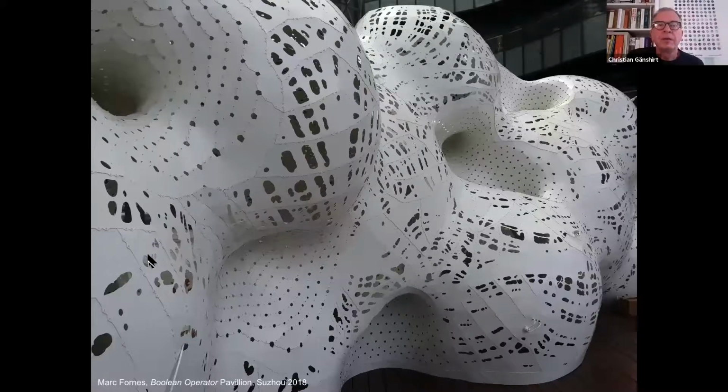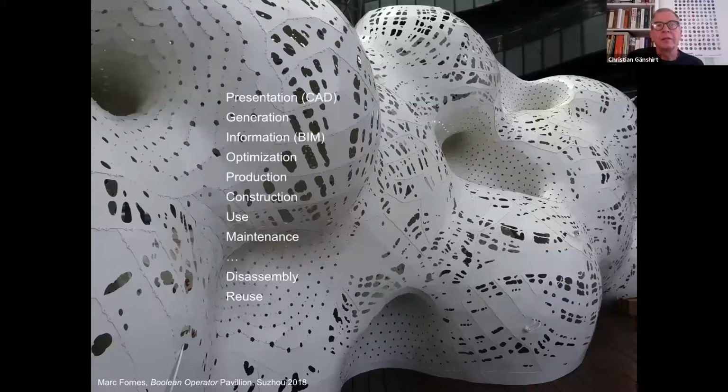But very often the understanding of digital design is quite limited. Many of us only think if we do CAD, if we do architectural drawings, or if we do a 3D model in the computer, we do digital design. Actually, it's only the beginning. So we can present our project digitally, but also we can generate our forms digitally. We can inform our forms by doing building information modeling. We can optimize them. We can produce them in a digital way. We can use even digital construction technologies.